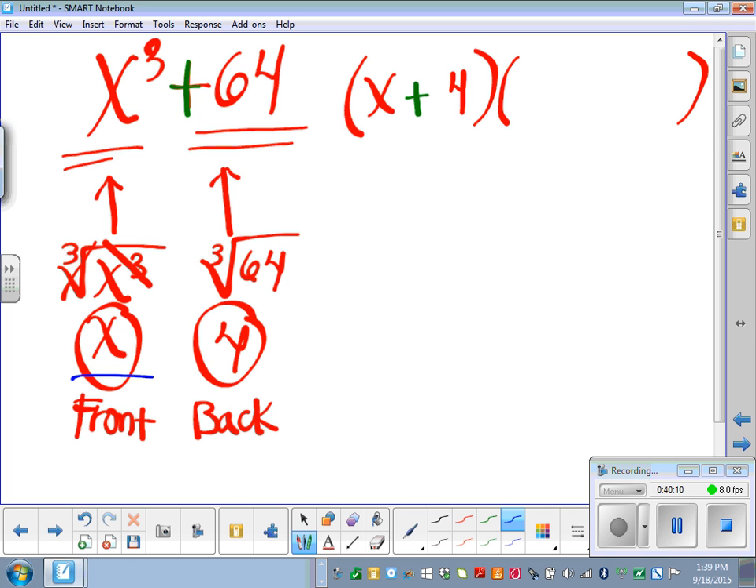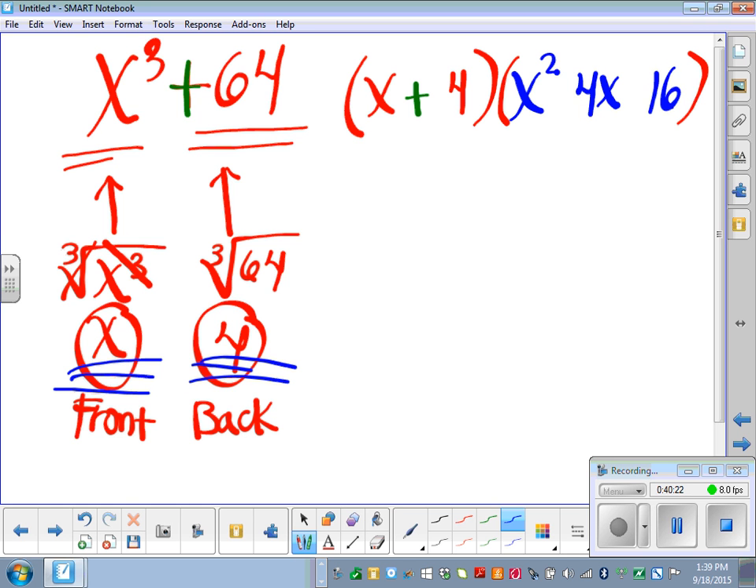And you do the front with the front, which is x times x, which is x squared. Then you do the front with the back. So then that's 4 times x, and then you do the back with the back. 4 times 4 is 16. Then you fill in your signs. This is plus. This is always going to be the opposite sign, so this will be negative. And then this one in front here is always going to be plus.